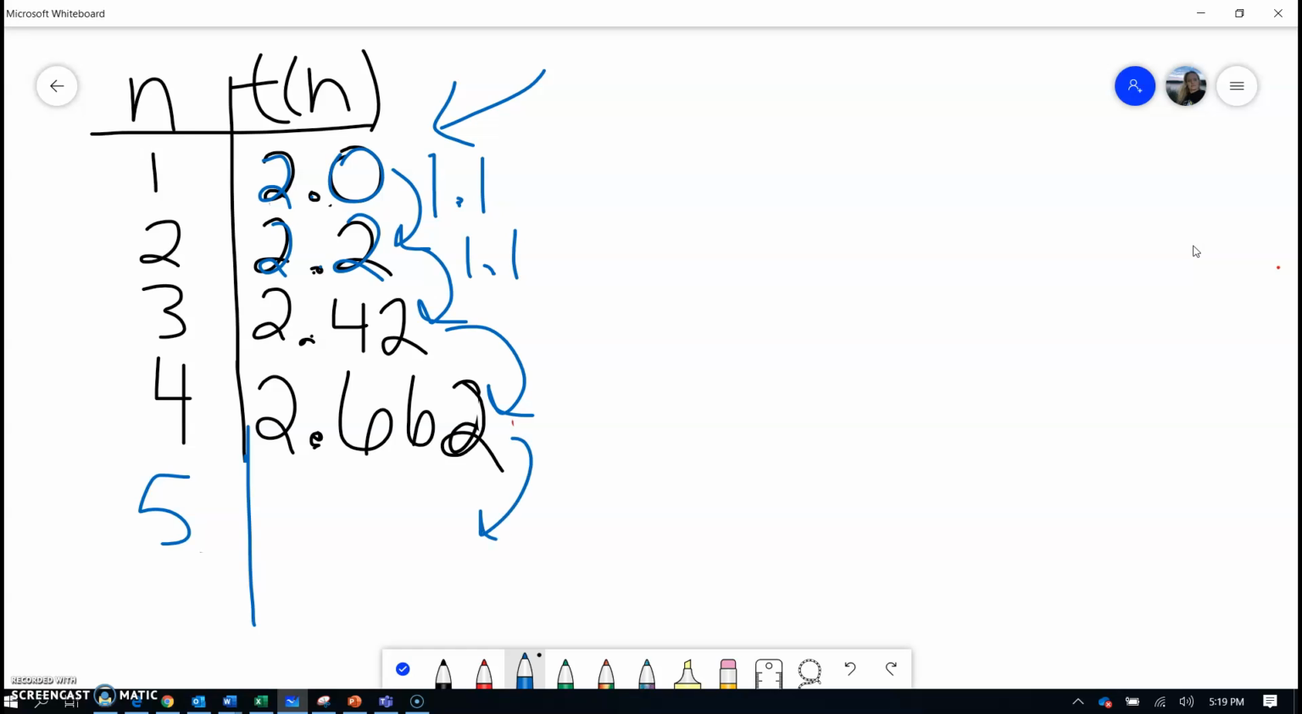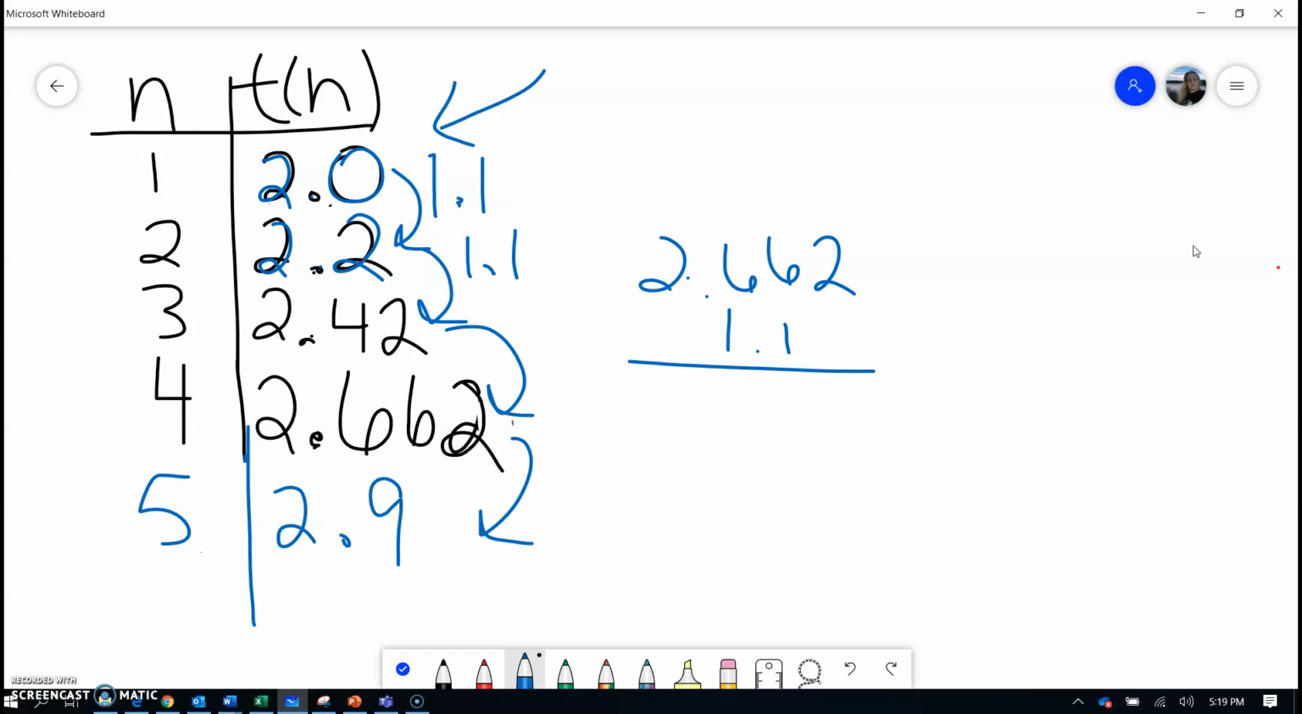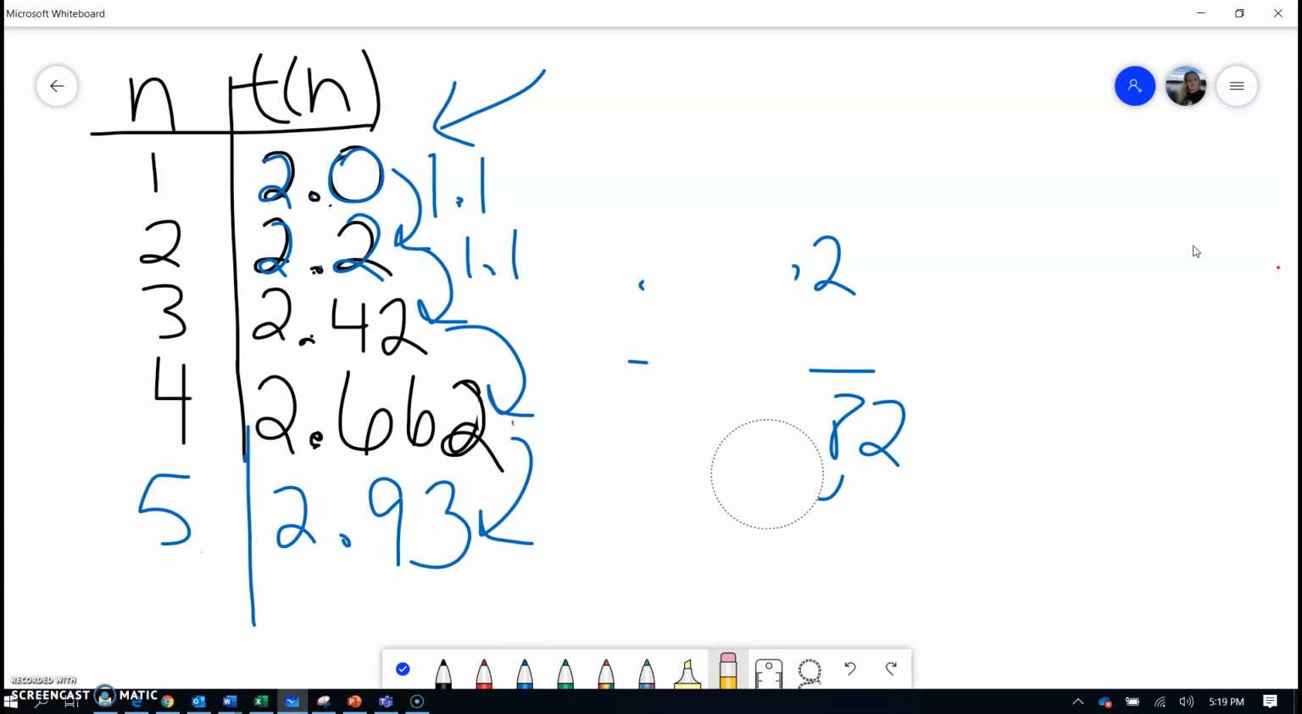To get to that, I take 2.662 and multiply that by 1.1, and that's going to give me 2.9282. I'm going to round that to 2 decimal places. Okay, well, let's bump that up and call it 2.93. So once we know that, let's talk about the explicit form.